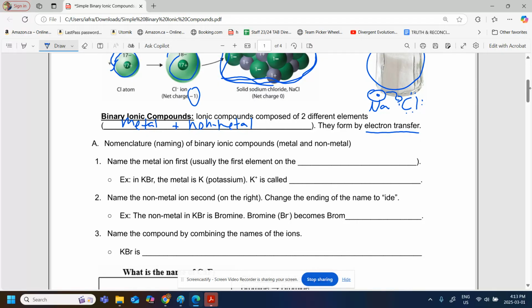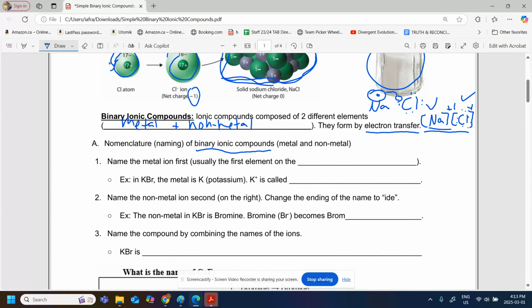When that happens, sodium becomes positive because it lost one electron, so positive 1. And chlorine becomes negative because it gained one electron, so negative 1. If it gained 2 electrons, it would be negative 2, and so on and so forth. But this here is sodium chloride, binary ionic because you have a metal and a non-metal, and it's only 2 different elements. So we're going to take a look at how to name these binary ionic compounds.